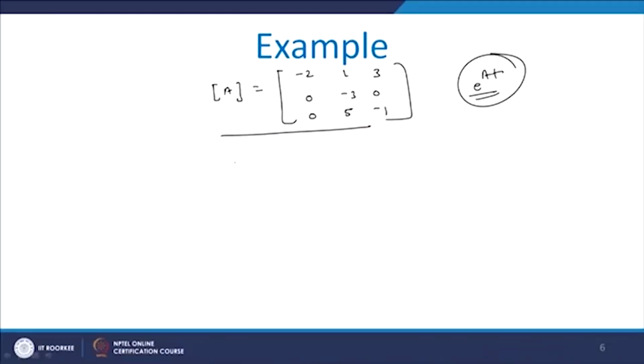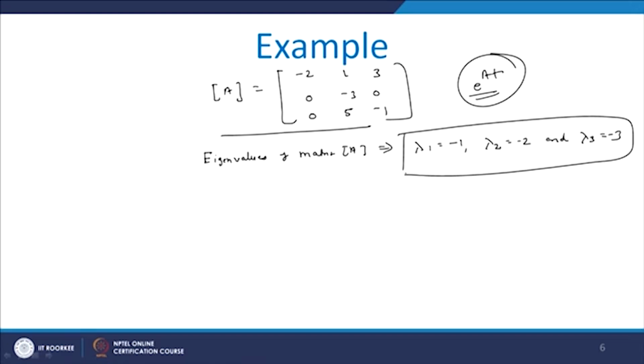The eigenvalues of matrix A, if you calculate them, are lambda 1 equal to -1, lambda 2 equal to -2, and lambda 3 equal to -3. These are the 3 eigenvalues.